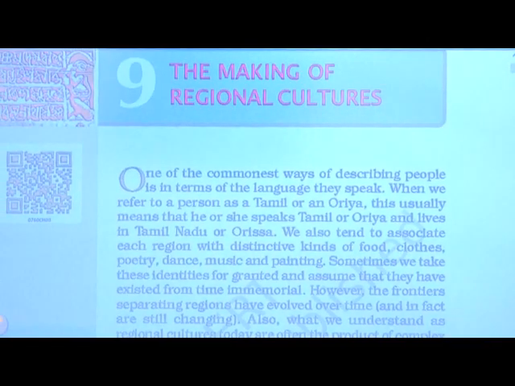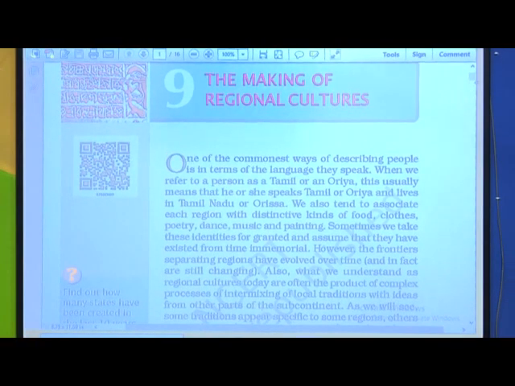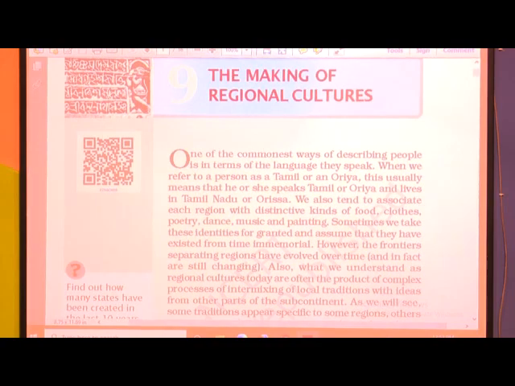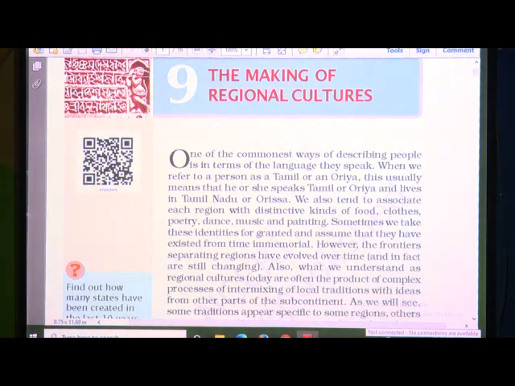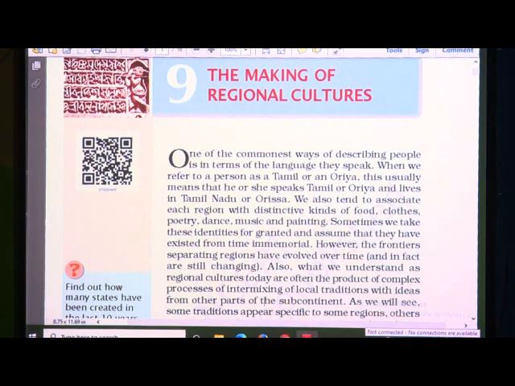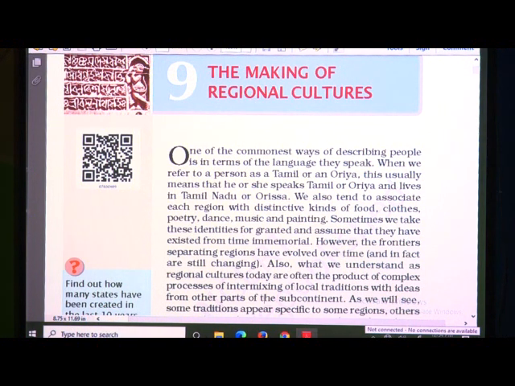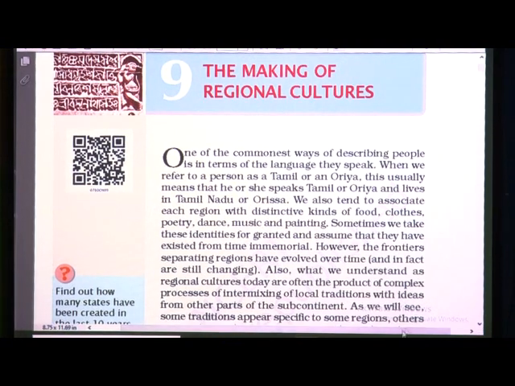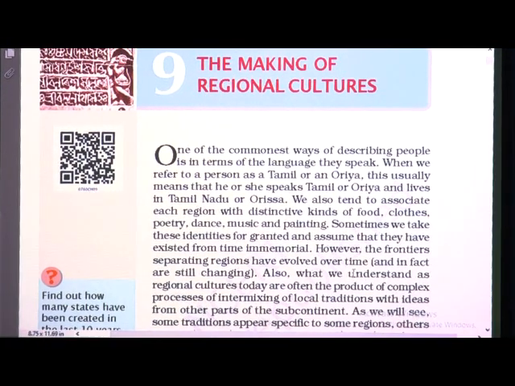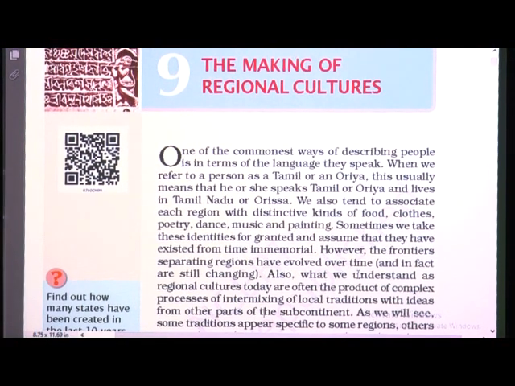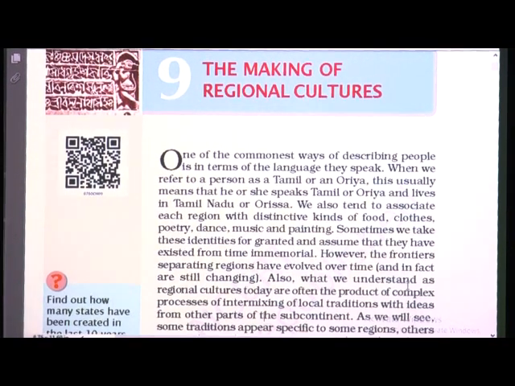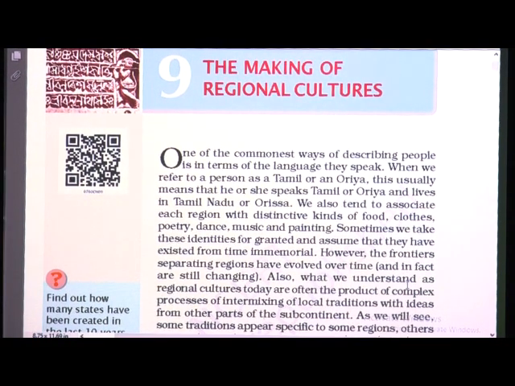The making of regional cultures. We have learnt about the Cheras and the development of the Malayalam language, then rulers and religious traditions, the Jagannath cult. Then we went to the Rajputs and traditions of heroism. Then beyond regional frontiers, the story of Kathak, how the word Kathak is derived. It is derived from Katha, meaning the story. Then we saw about the classical dances and the paintings for patrons.